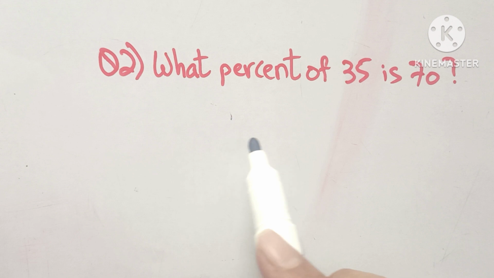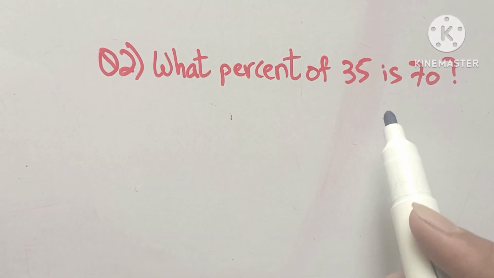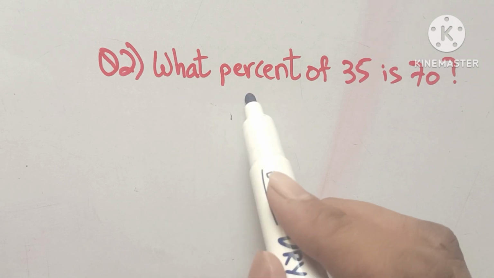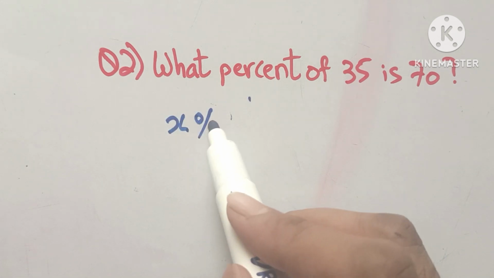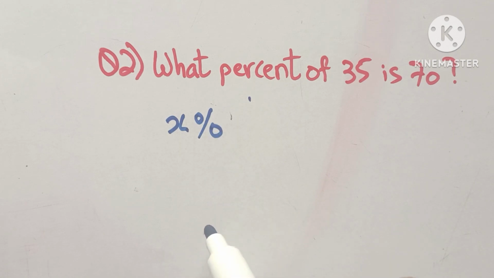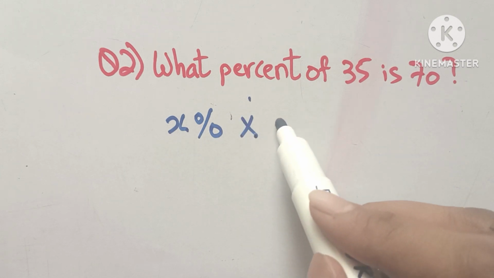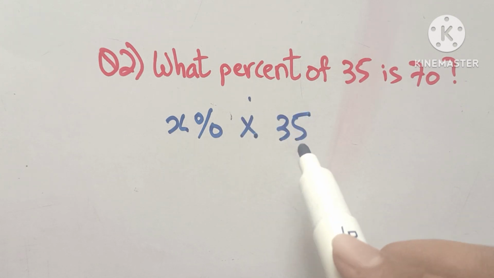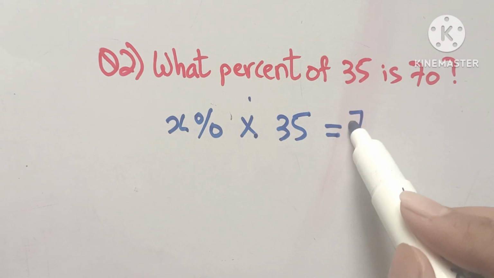Okay, question number 2. What percent of 35 is 70? What percent means x percent, because it is the unknown, so we will take x. Of means multiply, then 35 is equal to 70.